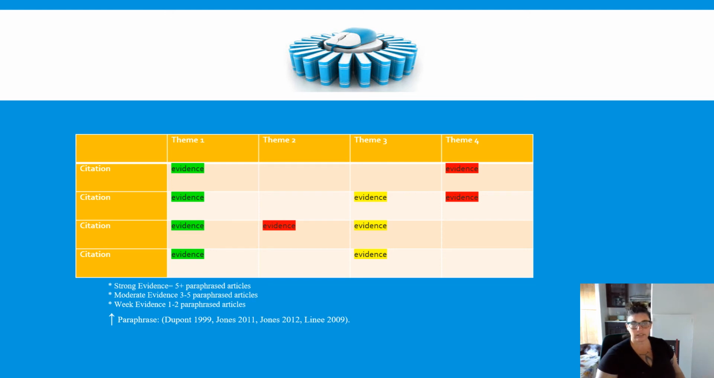A quote is very weak evidence because you're only saying 1 person is agreeing with you in terms of your claim of fact, your theme, right? So when I say DuPont, Jones, and Linnea all said this, I'm, in one sentence, saying they all said this, right? So that's the paraphrase sentence here. And then I would quote or cite all of those people and then put the period at the end. So it should be one sentence.